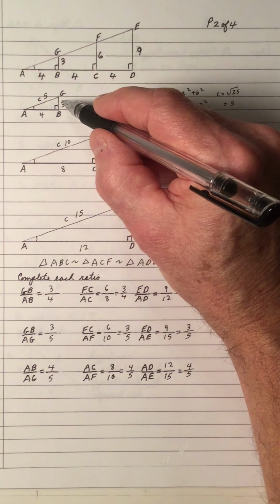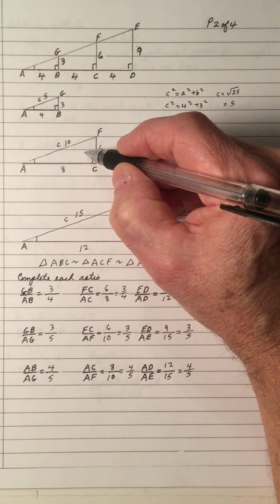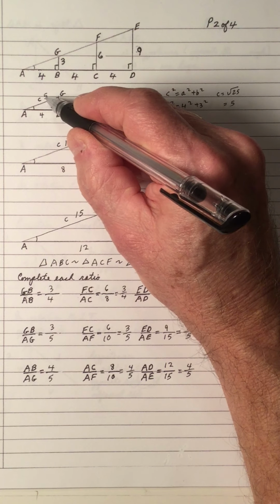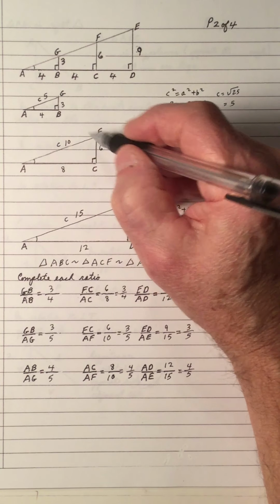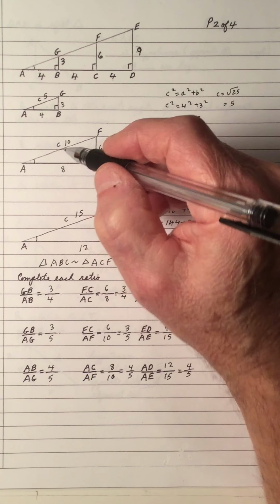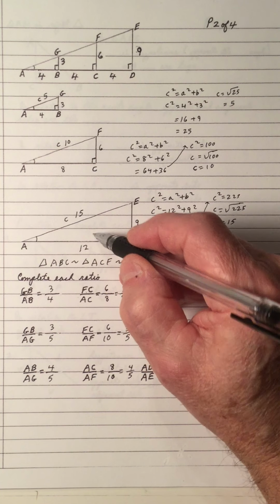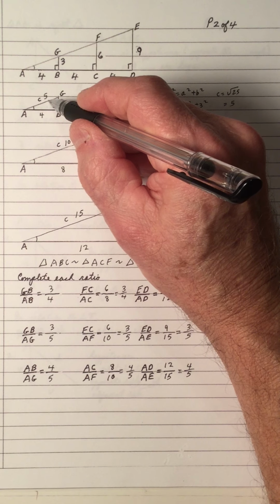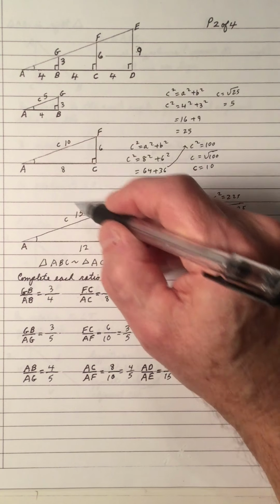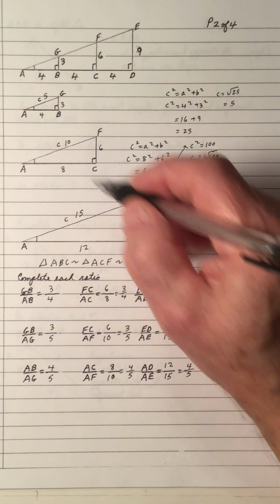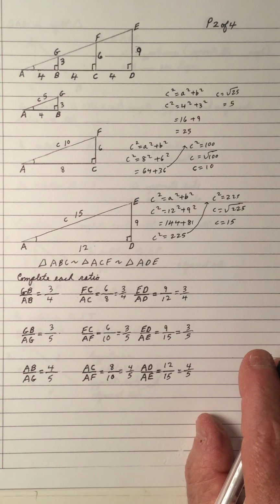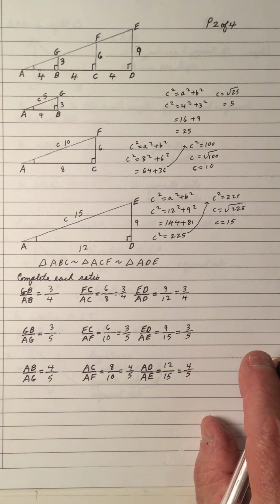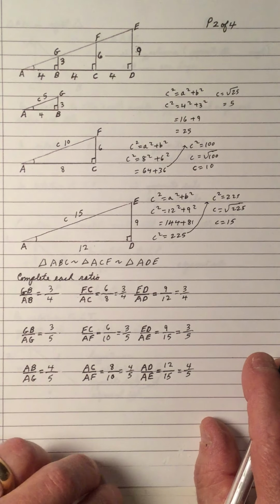And notice that this triangle right here is twice this one. 2 times 5 is 10, 2 times 3 is 6, 2 times 4 is 8. And this triangle right here is 3 times larger than this one. 3 times 5 is 15, 3 times 3 is 9, 3 times 4 is 12. So what I'm trying to show you here is that if you have similar triangles, the ratios are going to be the same for the corresponding sides.